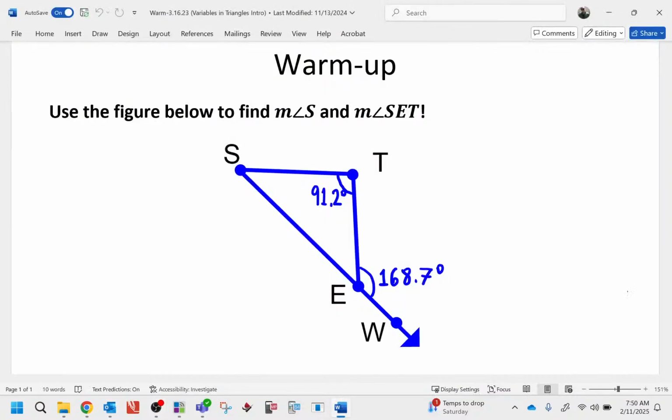Here's your warm-up. Use the figure below to find the measure of angle S and the measure of angle SET. See what you guys can do with that. Pause the video, do that real quick, unpause, and here we go.